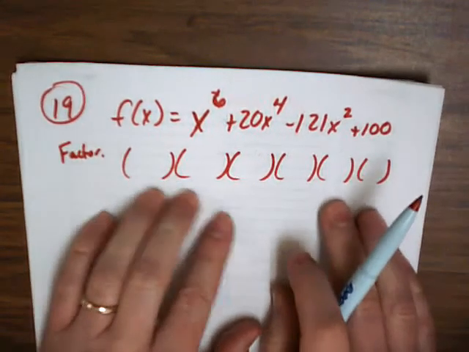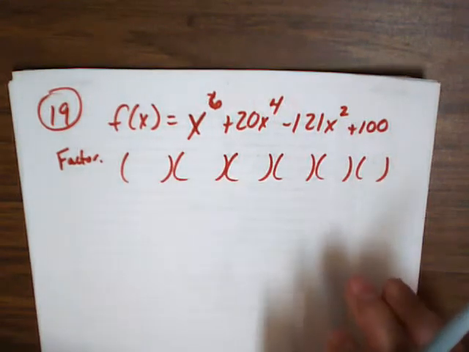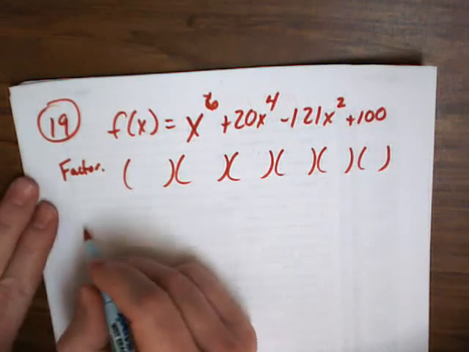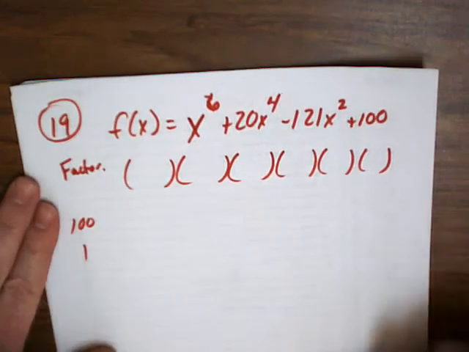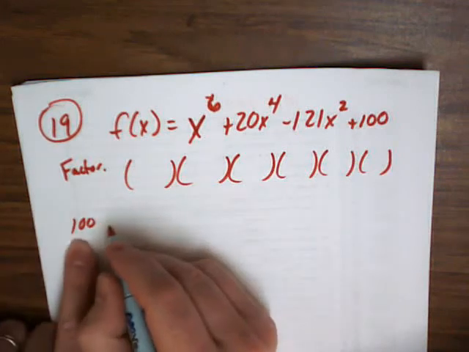But what's going to happen is that some of these are repeated and they squish down, is what I'm thinking. So I'm going to get what my possible ones are. I take 100 and 1, because that's the last and the first. And what are all the factors of 100 that you can think of?